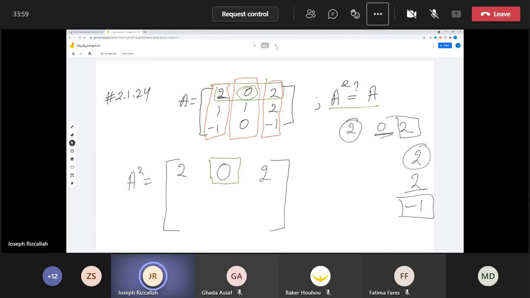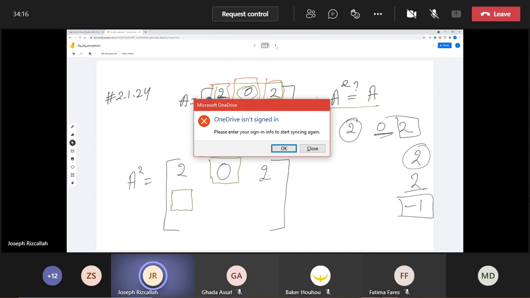So now if I want to get the 2, 1 entry, I need to use the second row in A and the first column. So I need to use this row here with the first column. You're going to get 2 times 1 plus 1 times 1 plus 2 times minus 1. So you see that the 2 and the minus 2 will cancel out, and you will be left with just a 1. So there will be a 1 here.